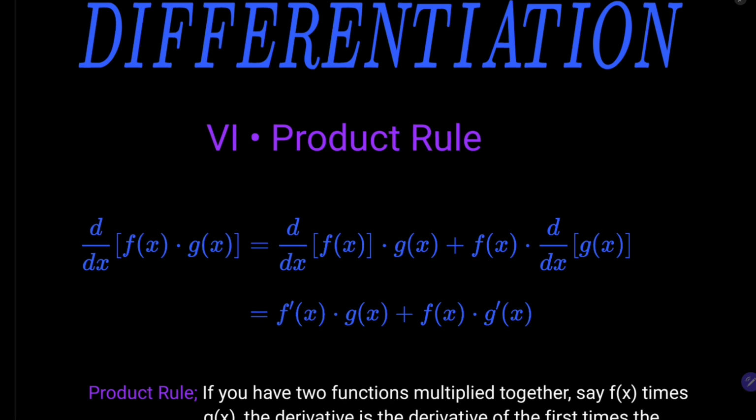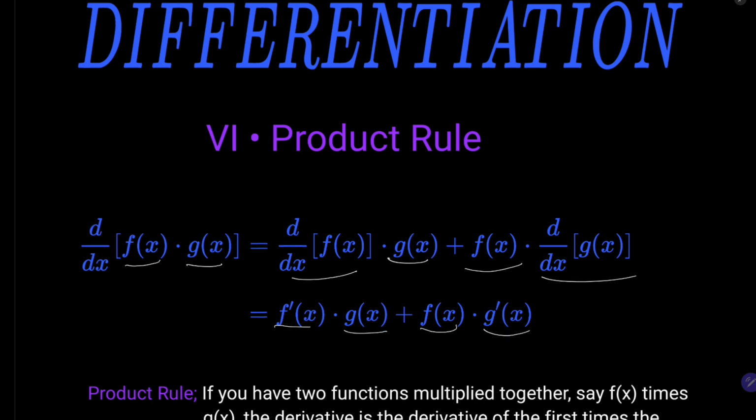If you have two functions multiplied together, say f of x and g of x, the derivative is the derivative of the first term times the second plus the first term times the derivative of the second. Notice the order. Derivative of the first multiplied by the second term, then you add the first term multiplied by the derivative of the second term.